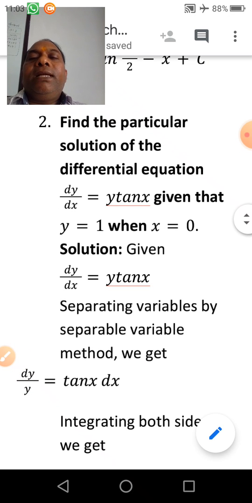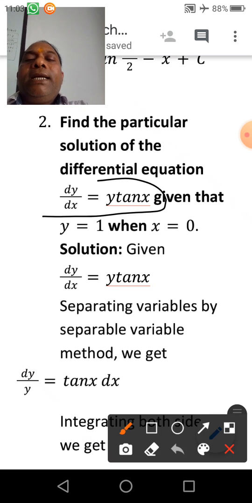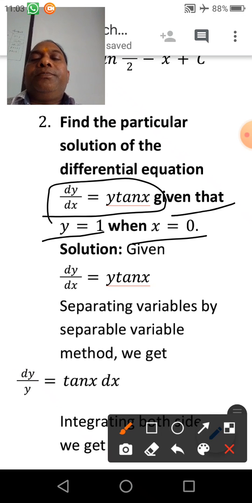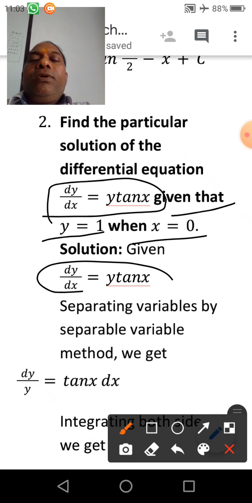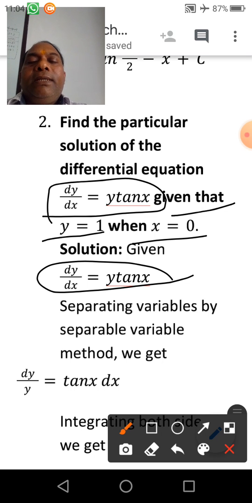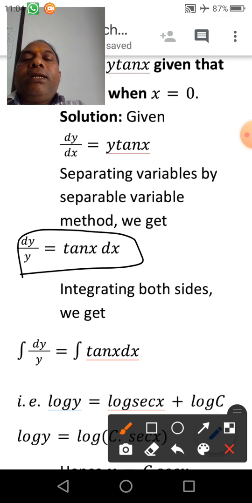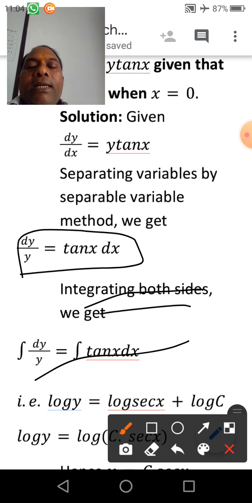Find the particular solution of the differential equation dy by dx is equal to y tan x, and the condition given is y is equal to 1 when x is equal to 0. So dy by dx is equal to y tan x. You have to separate the function of x with dx and the function of y with dy. So separating variables by the variable separable method, we get dy by y is equal to tan x dx. Now integrating on both sides. Clear?